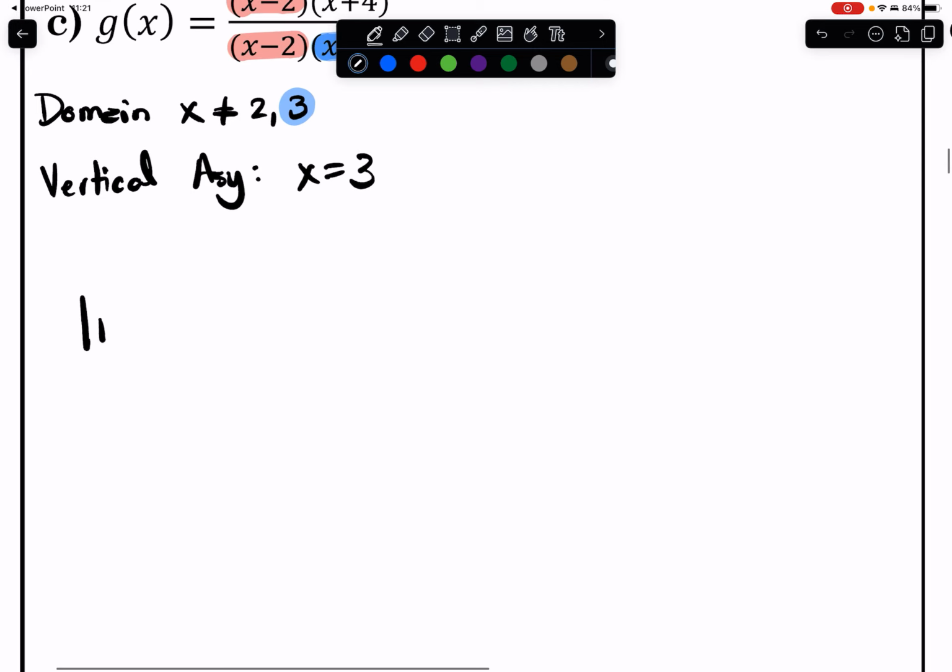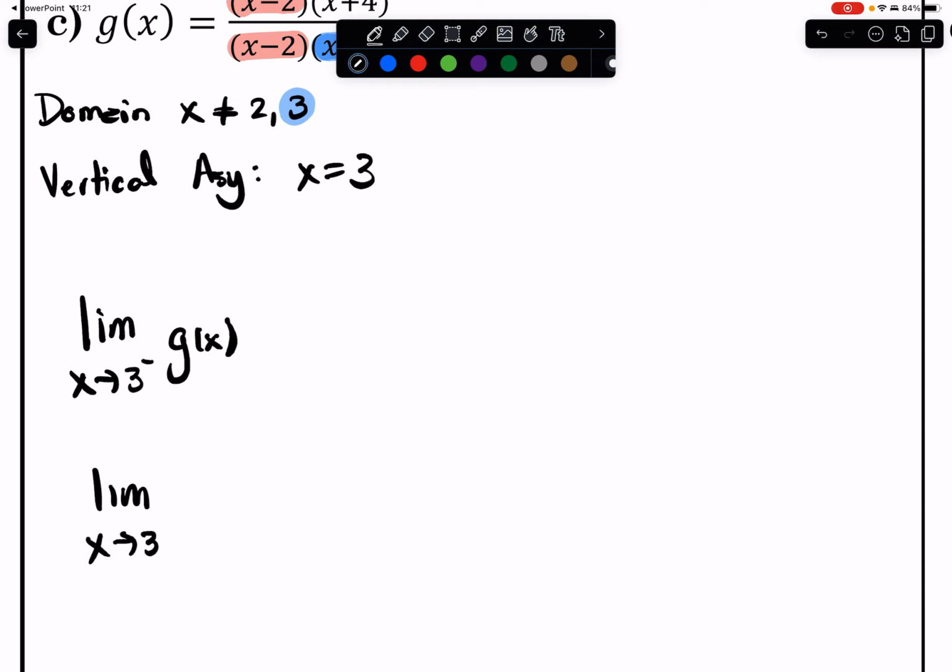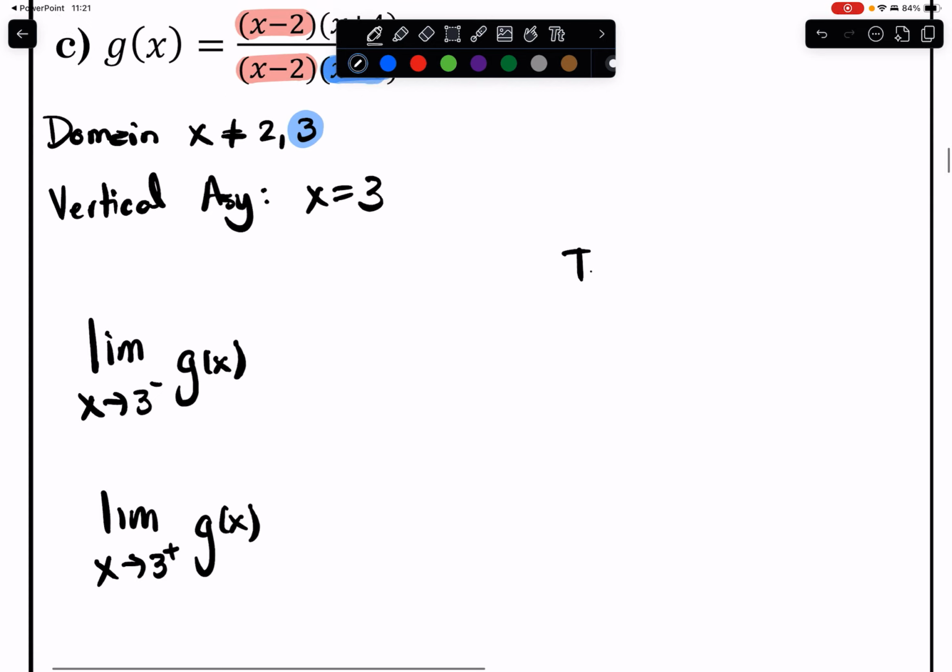So now let's figure out how the graph is behaving as we get close to positive 3 from the left side, up here on top, and the right side, right here in the bottom. So I'm just going to simply test a number that's less than 3. Let's test x equals 2.9.